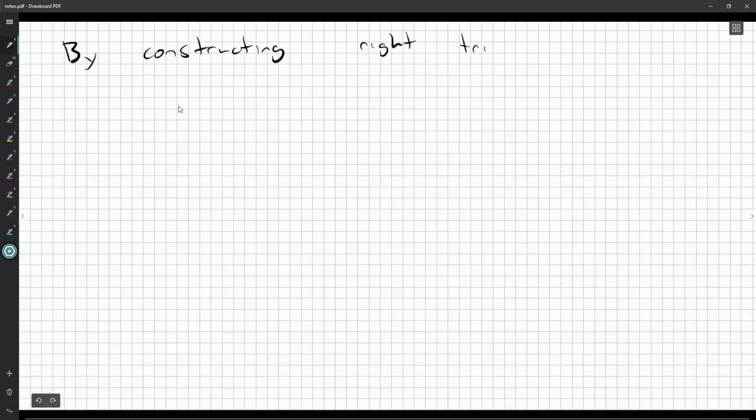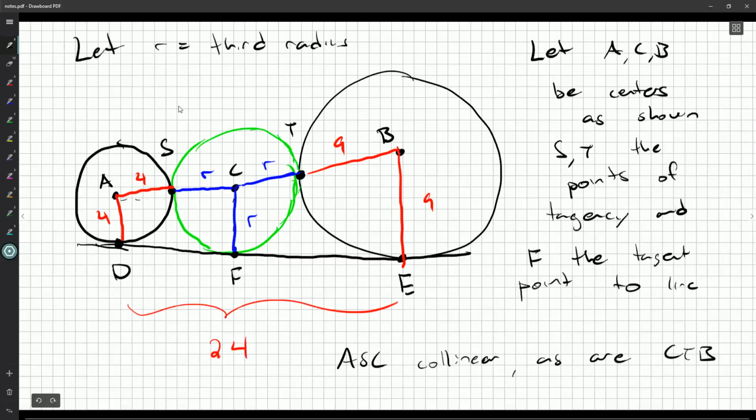Actually, it doesn't matter. By constructing right triangles, either 4 is less than R, in which case we plop this down here, and then this distance is R minus 4, so that's the other side. Or we have this all backwards, and R is actually shorter, and we drop the perpendicular down, and this will be 4 minus R. We'll get the same square. 4 minus R and R minus 4 are negatives of each other, so they'll have the same square.